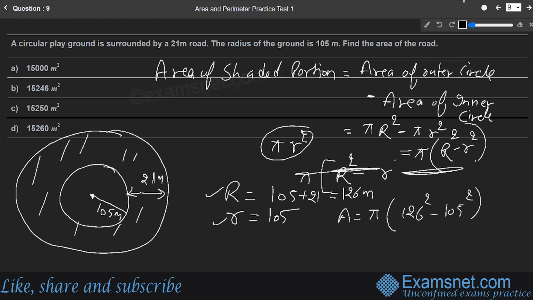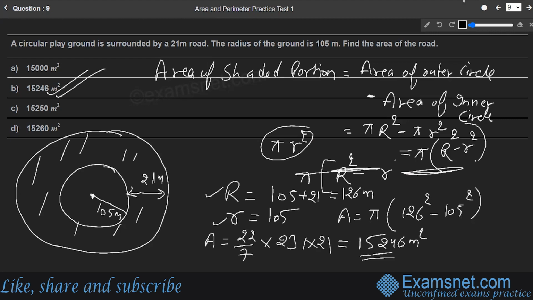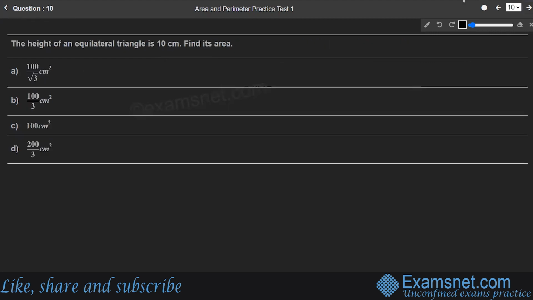To solve further, the pi value is 22 by 7. So it has to be 22 by 7 into 231 into 21. If we solve this further, this comes out to be 15,246 meters square. So this is the area of the shaded portion, or the area of the road given there, 15,246 meters square. This matches with option number B. So this is the right answer.